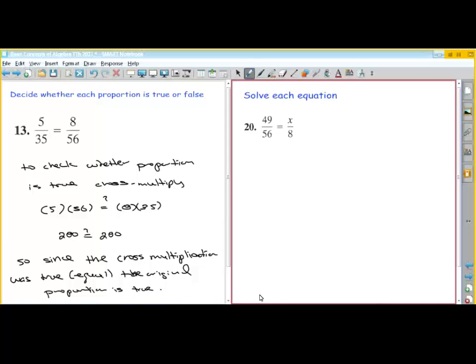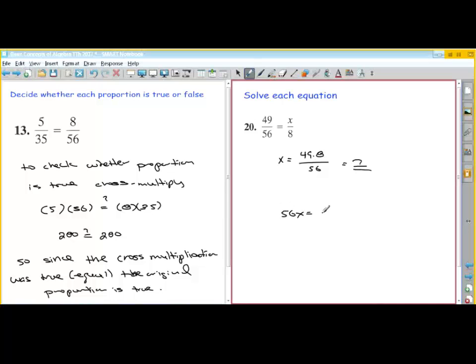Now to solve this problem, to solve for the unknown variable, you could cross multiply, but I'm going to use my technique that I just talked about, and I'm going to solve for x. To solve for x, I need to move this to the other side. Because it's a ratio, I can just move it directly, so I'd get 49 times 8 divided by 56. And then I can just do that in my calculator. So 49 times 8 divided by 56 is 7. And so that's the answer.